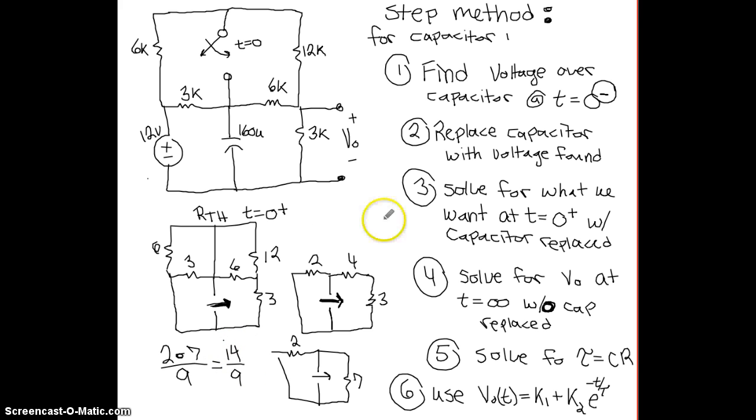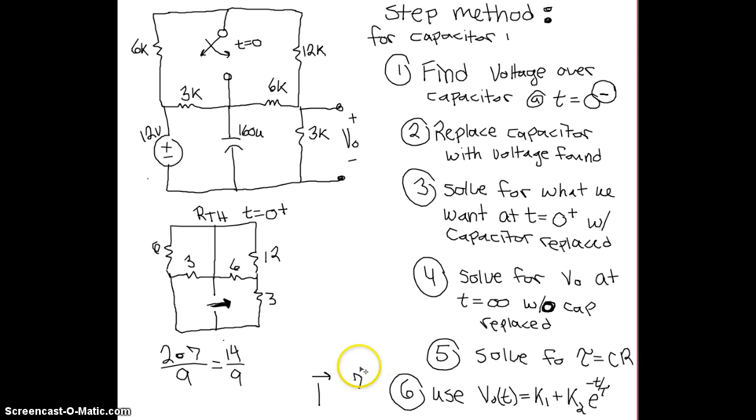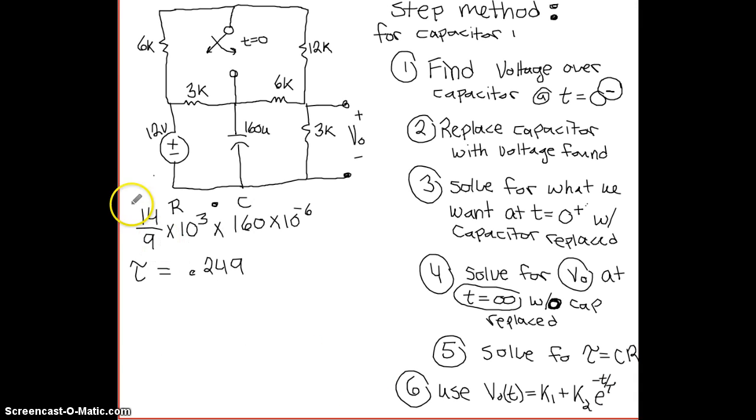So now that we've found the R Thevenin, what we're going to do is multiply it by the capacitance in order to find tau, which is what we need for our equation for number 6. So I went ahead and multiplied that out. Notice we have the 10 to the 3 and the 10 to the negative 6 because our resistance is in kilo and our capacitance is in microfarads. So that's why we did that.